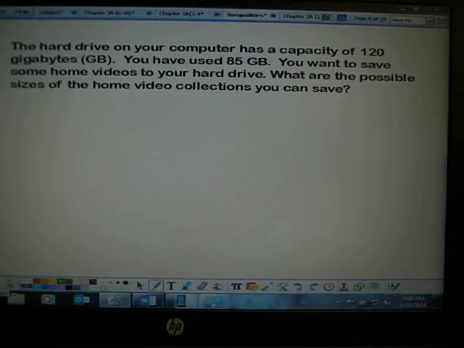So we have 2 word problems today. Our first one says a hard drive on your computer has the capacity of 120 gigabytes. You have used 85 gigabytes. You want to save some home videos on your hard drive. What are the possible sizes of the home video collection you can save? So I'm going to use x in my problem, and the question was, what are the possible sizes of the home video collections you can save? We're going to call that our sizes.